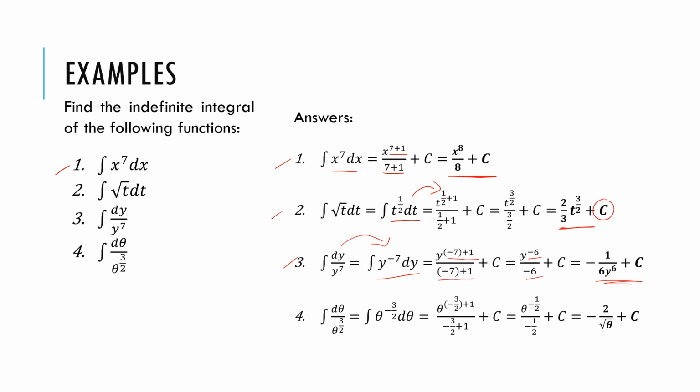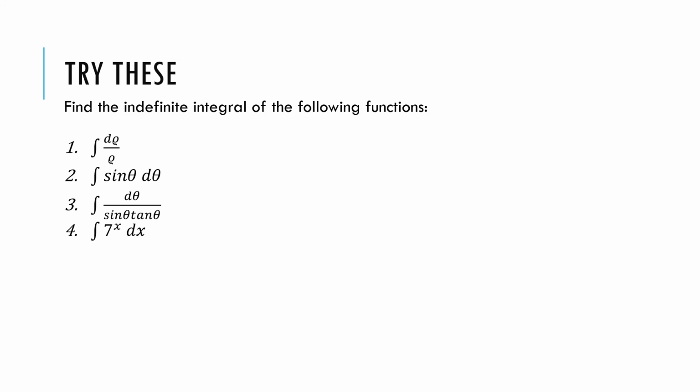Yan. Nanonote ko lang yung mga possible para hindi nyo makalimutan. Next is, same way sa number 3 nangyari. Ginamit ulit natin yung law of exponent, then the power rule. Then we'll have negative 2 over square root of theta plus c. So you can rationalize, but sometimes this will do. Next is this. Try this.